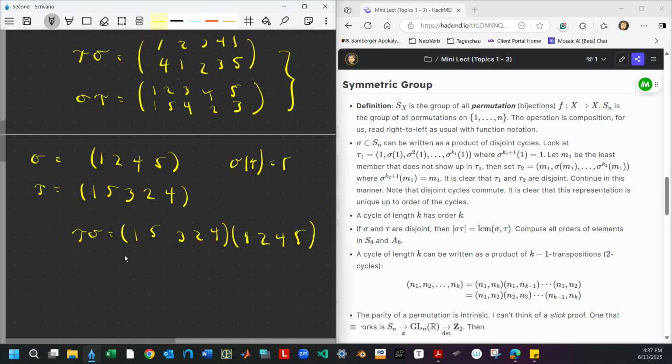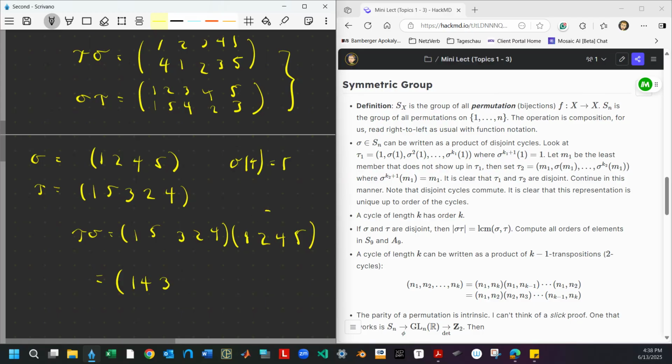Now let's compute tau sigma in this kind of notation. So again, I start with 1. Again, this is something students get confused about. It doesn't matter what I start with. I could start with 5, but 1 is a natural thing. 1 goes to 2. Now what does 2 do? 2 goes to 4. So 1 goes to 4 in the composition, right? Now I say, what does 4 do? Well, 4 goes to 5. 5 goes to 3. So 4 goes to 3.